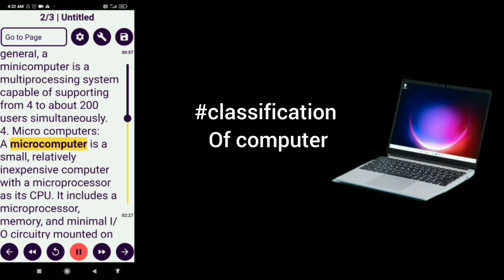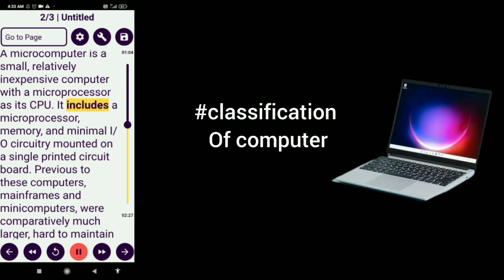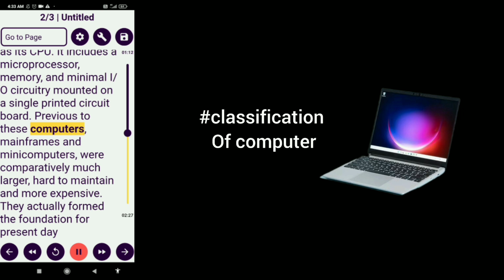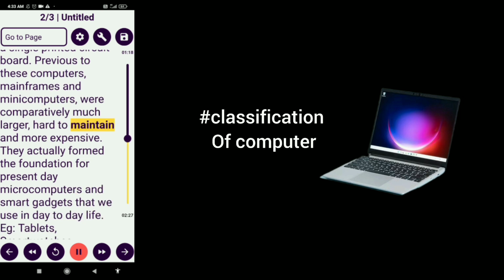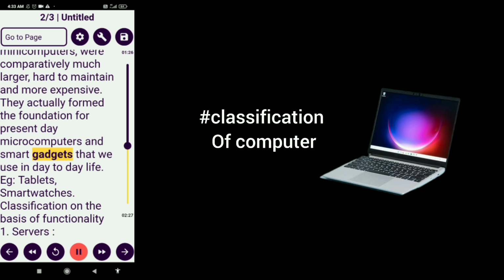4. Microcomputers. A microcomputer is a small, relatively inexpensive computer with a microprocessor as its CPU. It includes a microprocessor, memory, and minimal I/O circuitry mounted on a single printed circuit board. Previous to these computers, mainframes and minicomputers were comparatively much larger, hard to maintain and more expensive. They actually formed the foundation for present-day microcomputers and smart gadgets that we use in day-to-day life.